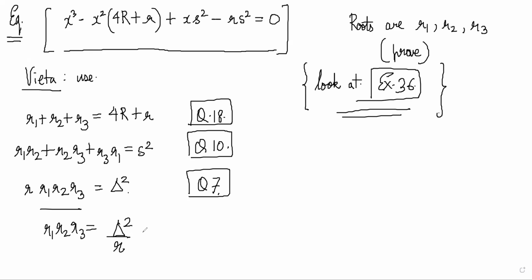So del square is R square S square by R. So it is R S square. Correct. Are you getting how it came?